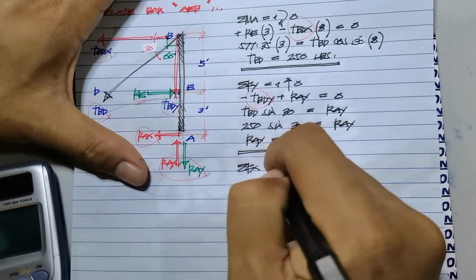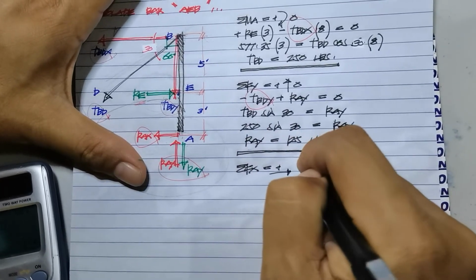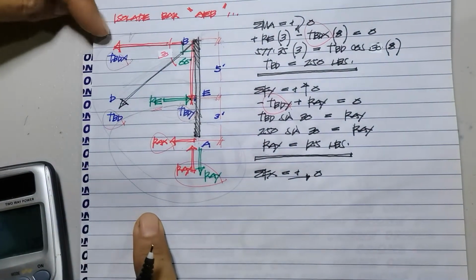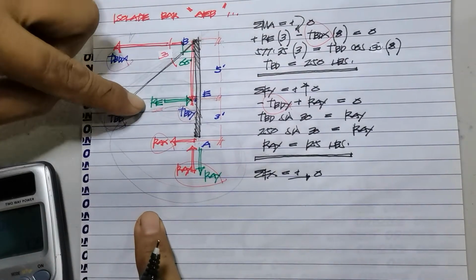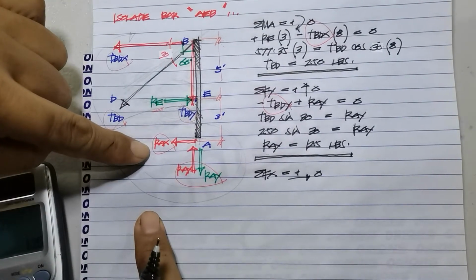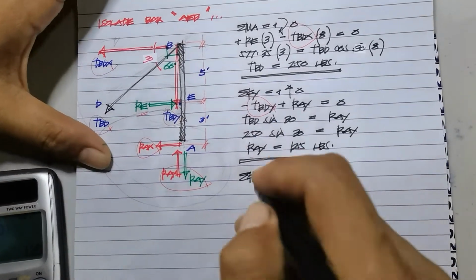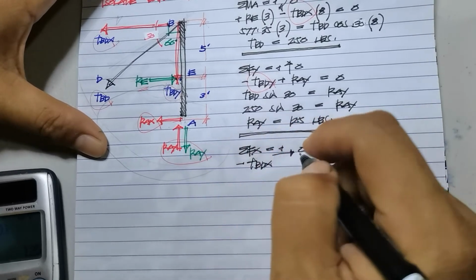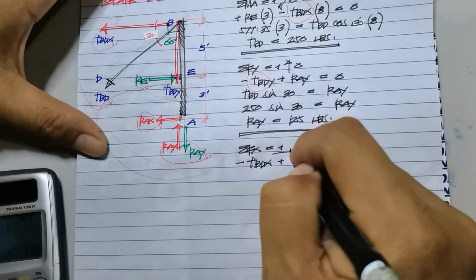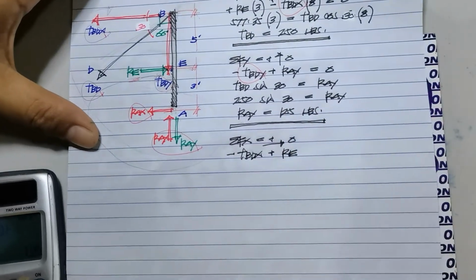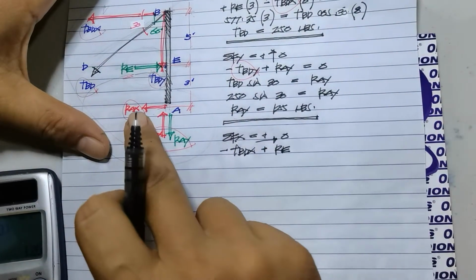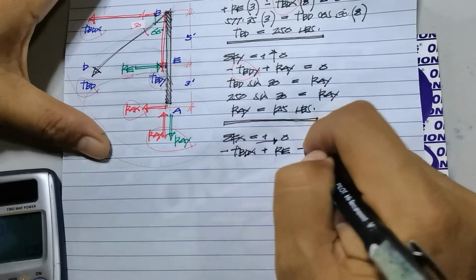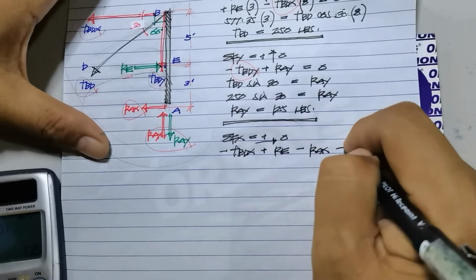Summation of forces of X, all forces going to the right are considered to be positive. If we look at our configuration, you have 1, TBD of X, you have 2, RE, then last one, you have 3, RA of X. Since our TBD of X is directed to the left, it is negative. Negative TBD of X. Since our RE is going to the right, positive RE. Then, RA of X, our assumption is going to the left. So, hopefully this is correct. So, minus RA of X is equivalent to 0.